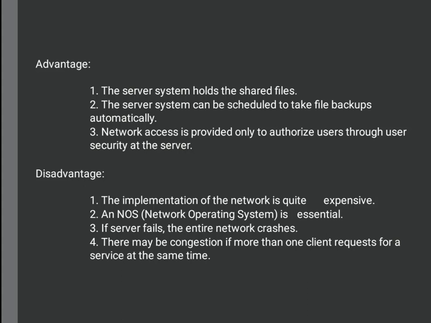Now fourth, there may be congestion if more than one client requests a service at the same time. Now congestion means overflow of traffic. If too many requests come to the server, then it is possible that some of them can be rejected or terminated for that instance of time. Okay. Now let's see the peer-to-peer model.